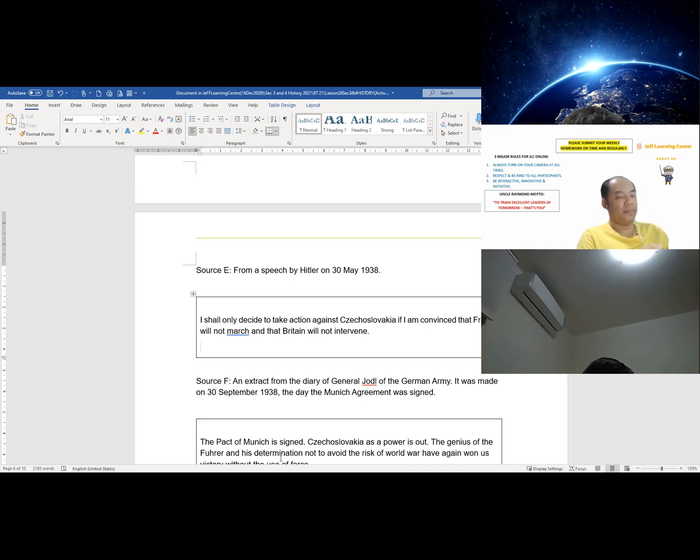What do you think about this passage here? "I shall only decide to take action if I am convinced that France will not march and that Britain will not intervene." Very conservative, 很保守啊. So okay, I will not attack, provided these two friends do not attack me, something like that. So what do you think, Howard, about this speech given by Hitler?